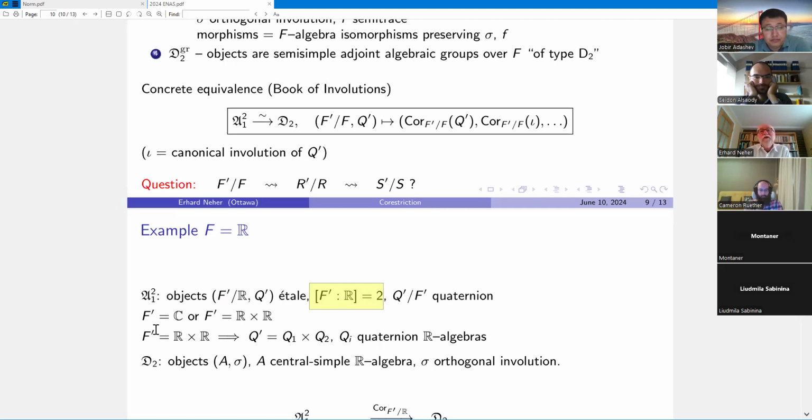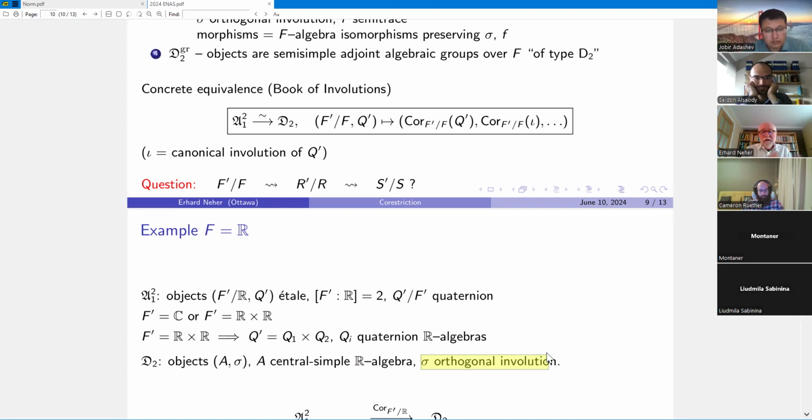So there are only two cases. F prime could either be the field of complex numbers, or F prime is R cross R. Now, if F prime is R cross R, the quaternion algebra over F prime is just the product of two quaternion R-algebras. On the other side, the objects in the category D2 are now pairs A, sigma, where A is a central simple R-algebra of dimension 16. Sigma is an orthogonal involution.